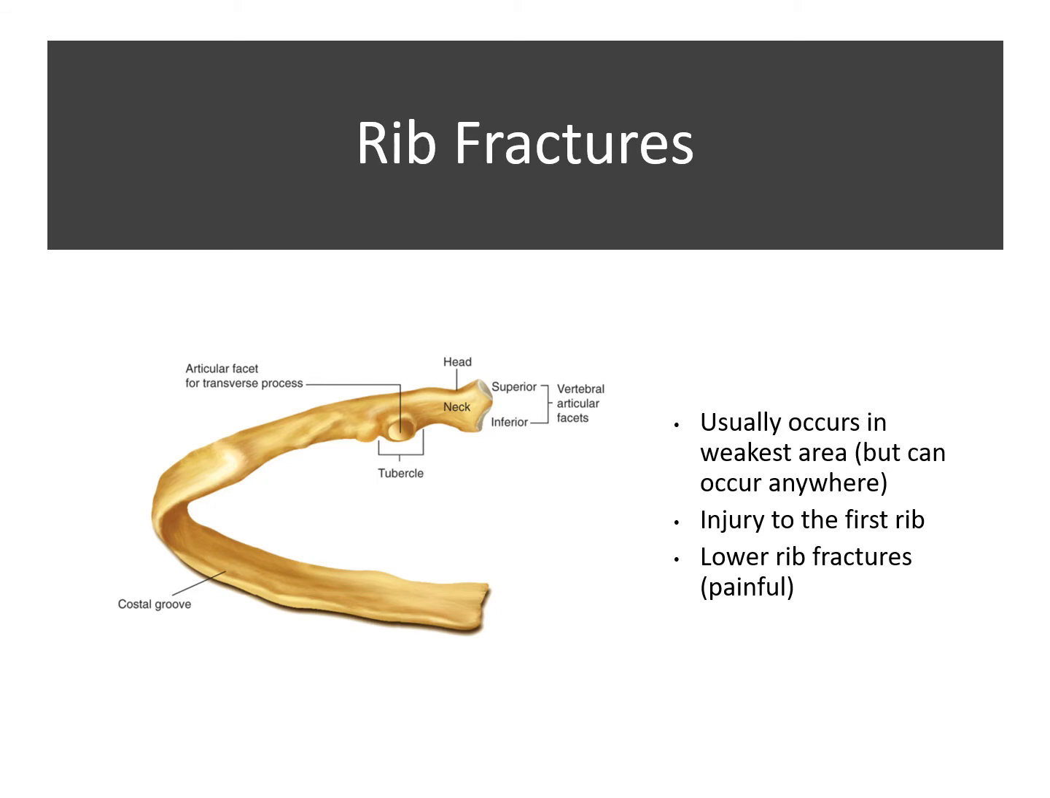So although rib fractures can occur anywhere in the rib, they usually occur in the weakest area of the rib. So this is where the shaft of the ribs bend. This is the area just anterior to its angle. So like this area right here, that's the weakest area of the rib.